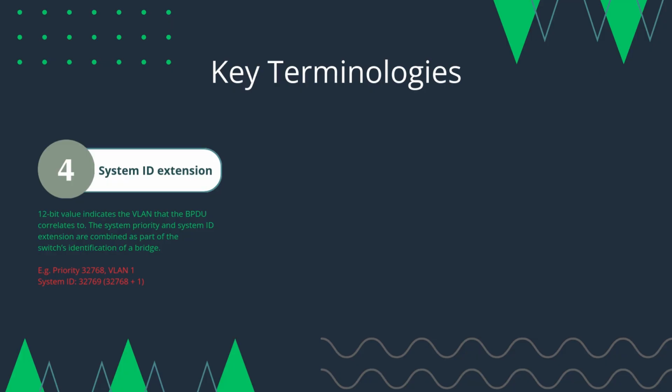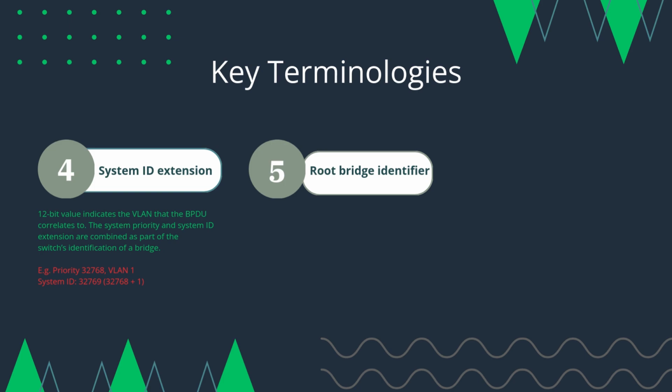When you combine the system priority and the system ID extension, you get the bridge priority for that specific VLAN. For example, if you have priority 32,768 and VLAN 1, your bridge priority becomes 32,769. That's 32,768 plus 1. The root bridge identifier uniquely identifies the root bridge.